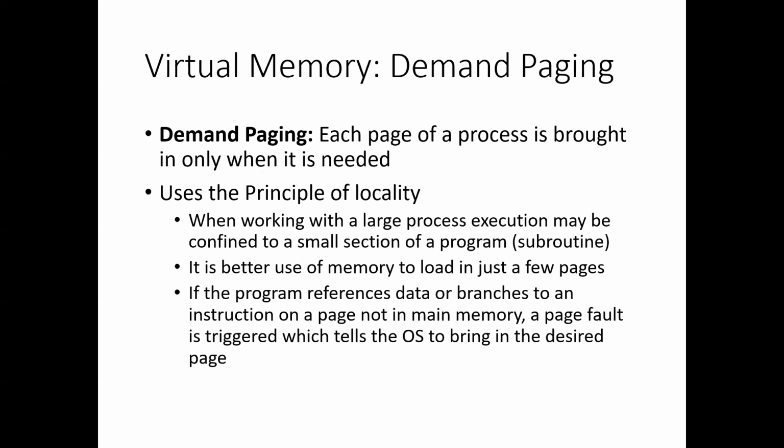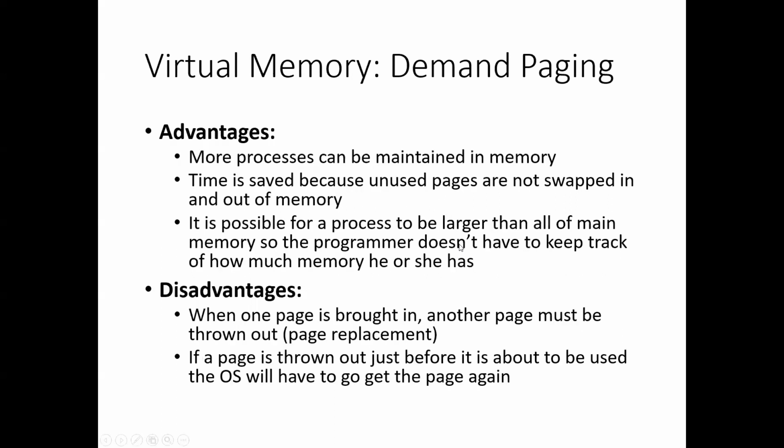Demand paging is where each page of a process is brought in only when it's needed, and this uses the principle of locality. When working with a large process, execution may be confined to a small section of the program, like a subroutine, and it's better use of memory to load in just a few pages rather than load in the entire thing. If the program references data or branches to an instruction on a page that's not in main memory, we get a page fault, which tells the OS to bring in the desired page.